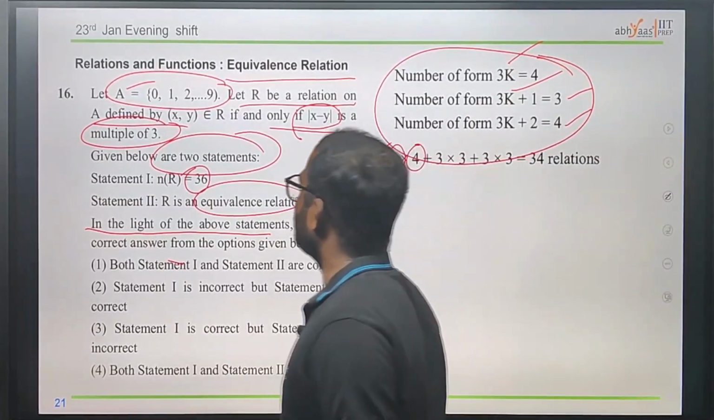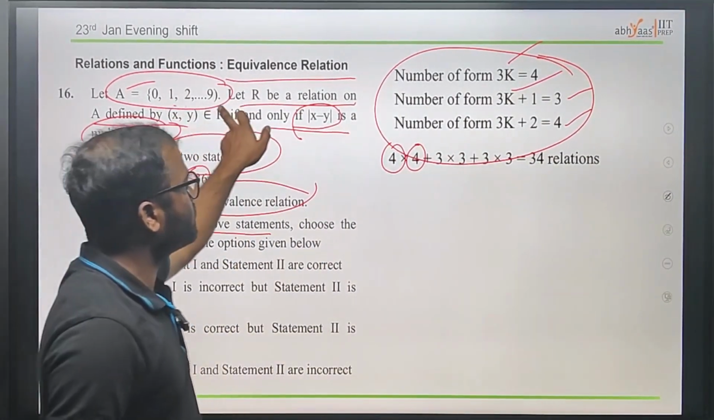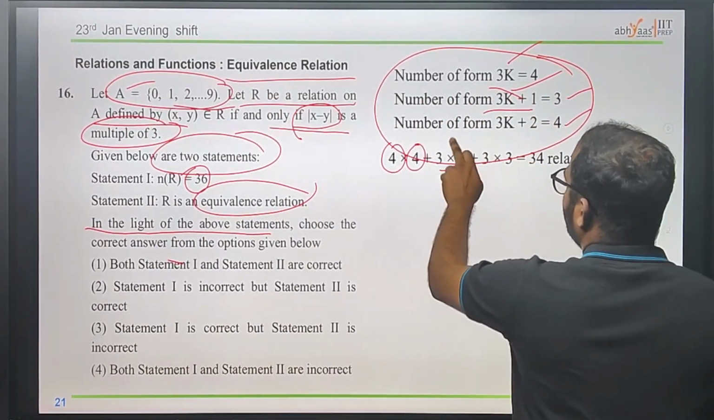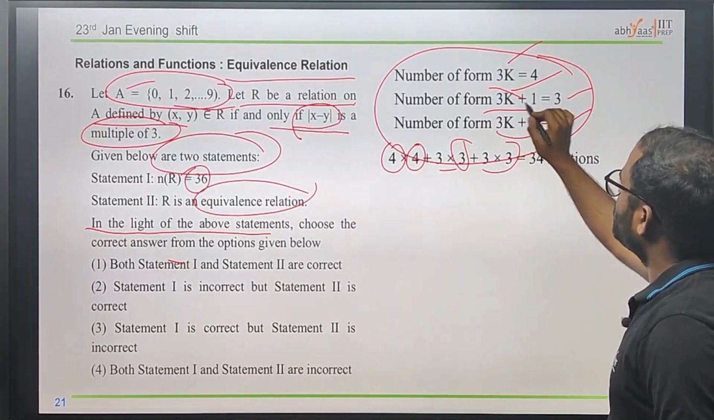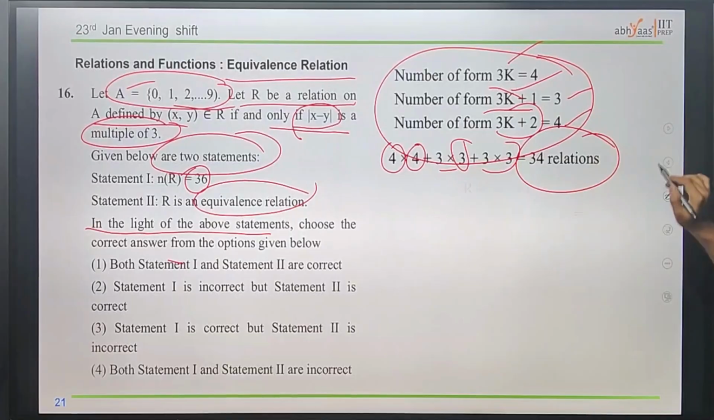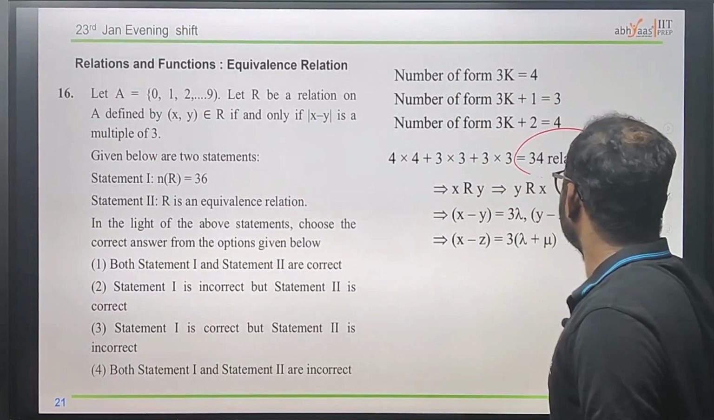How many elements do we have in this type of situation? For x minus y, from the 3k type, and the 3k plus 1 type as 3 ways, which is 3 into 3, and similarly for the 3k plus 2 type, which is 3 times 3. Therefore, the total number of relations is 34.